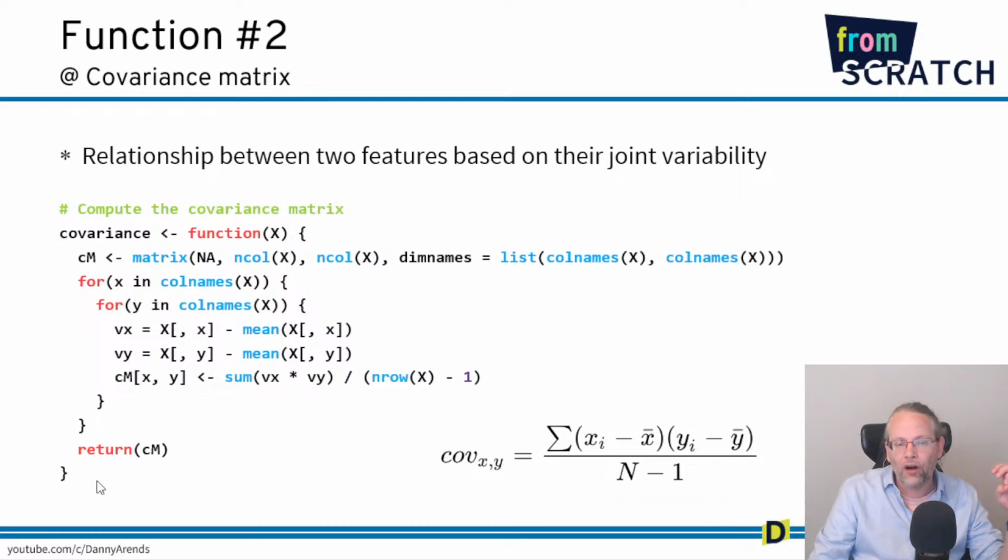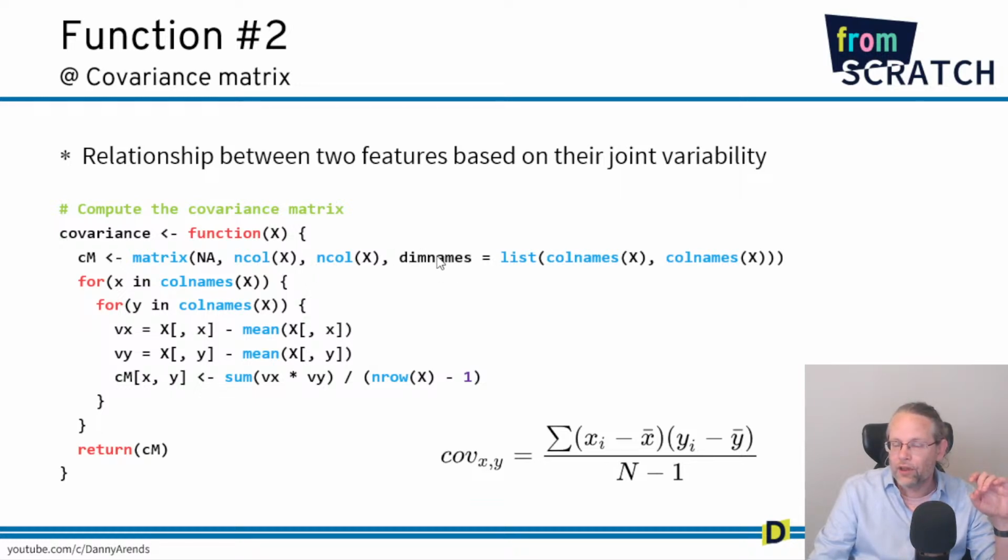Implementing it in R, you can do it like this. So we have covariance. It takes a matrix as input. And the first thing that we do is we build a new matrix filled with NAs. This is because we want a matrix to store our covariance values in. Right, so we have 4 features, and the features are in the columns. That means we have a matrix which is 4 by 4: number of columns of X by number of columns of X. So it's a 4 by 4 matrix.